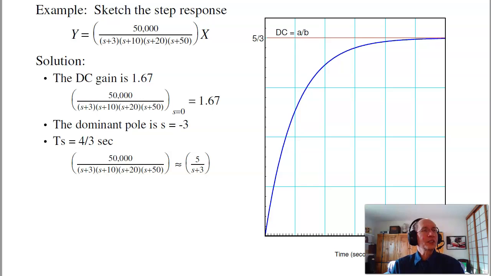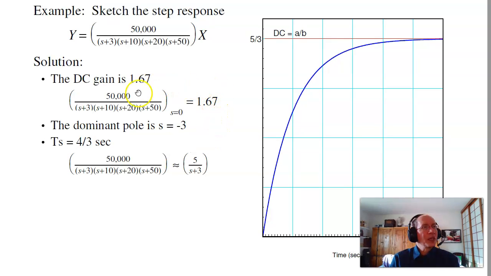That also lets me take a complicated system like so and sketch the step response really quickly. Plug in S equals 0, the DC gain is 1.67. The dominant pole is at minus 3. So this fourth order system behaves almost the same as the first order system. DC gain is 1.67. That's where the 5 came from. These two are almost the same. I can treat this as the first order system and sketch the step response.